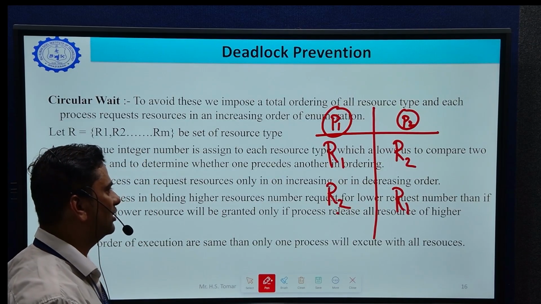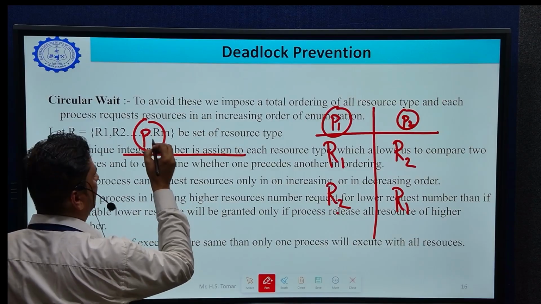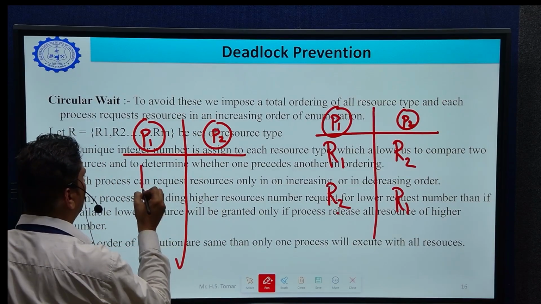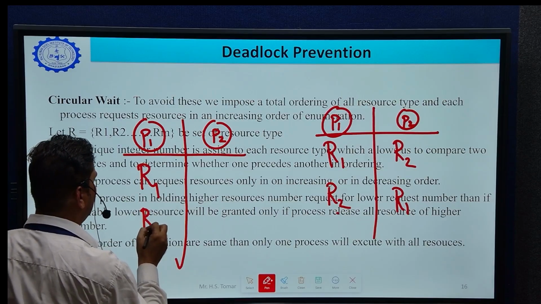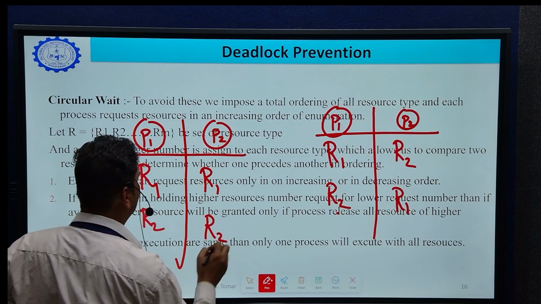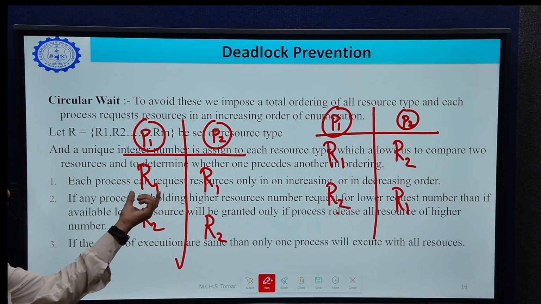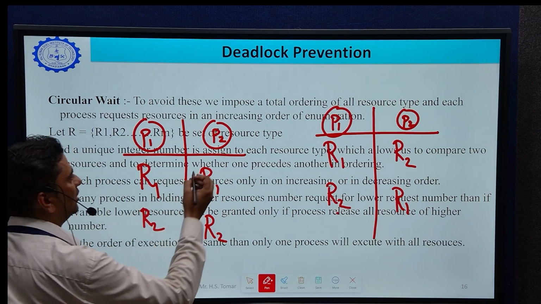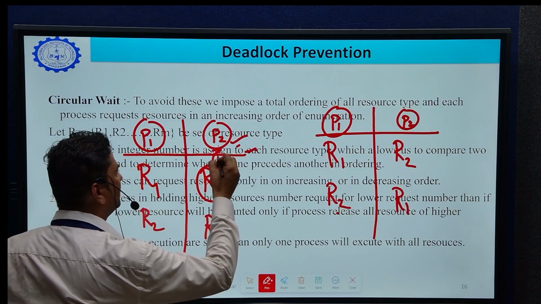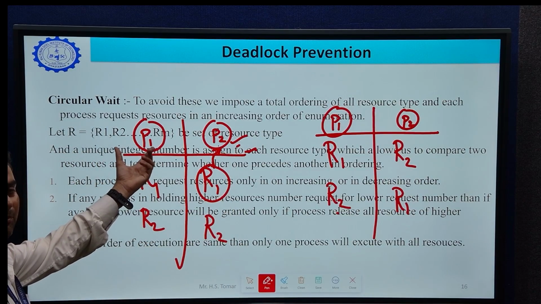If we change the order so that both P1 and P2 request R1 first and then R2, making the order the same, then one of the processes will hold R1. Let's suppose P2 holds R1. This resource is given to this particular process, so P1 is not in competition.